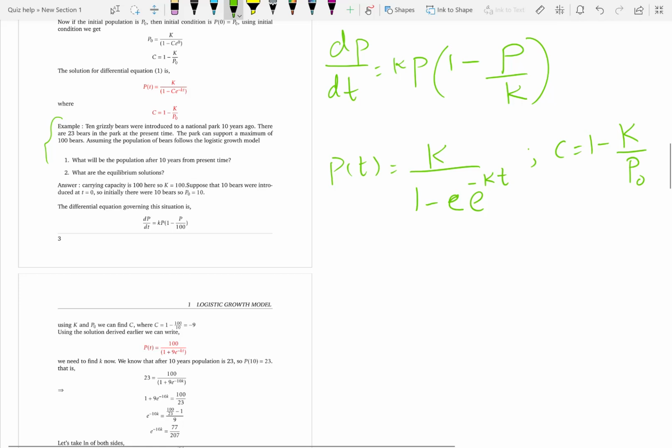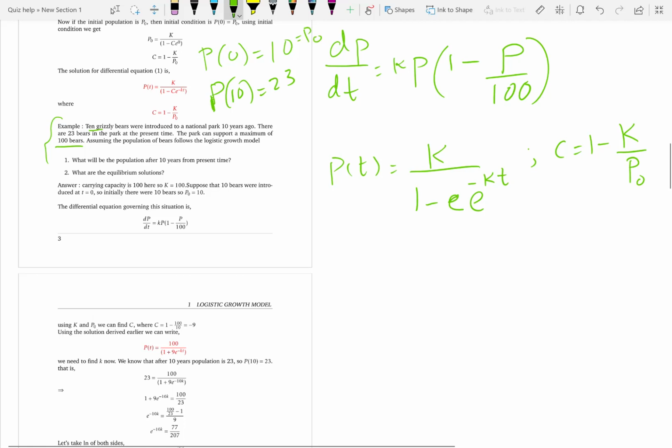So let's break up this information. 10 bears were introduced 10 years ago. That means the initial population is 10, right? Now there are 23 bears, so after 10 years the population is 23, and a maximum of 100 bears can be supported by the park. So the carrying capacity here seems to be 100, right? So capital K is 100, and P naught is 10, the population at the beginning.